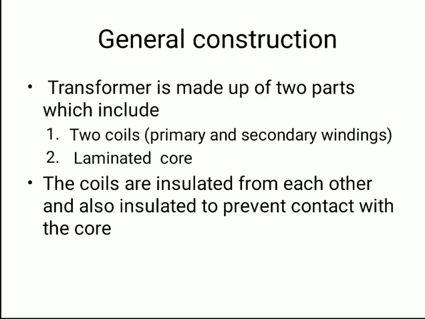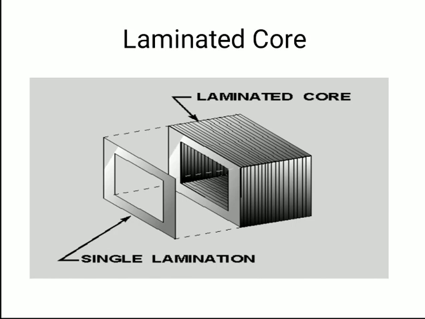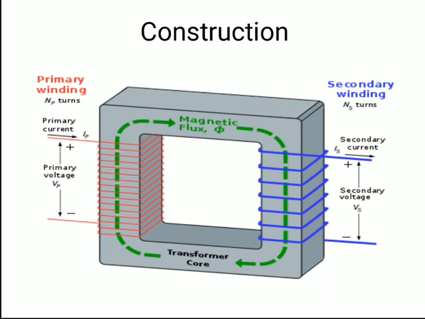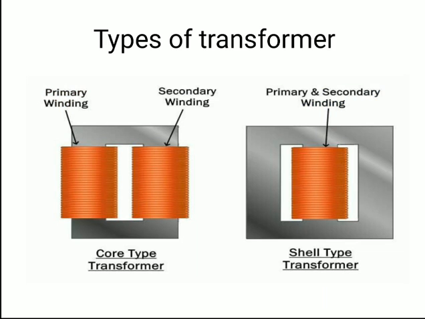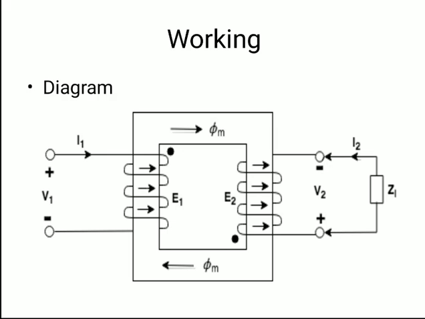Coils and then core. We have seen the laminated core construction and the construction of the two basic types of transformer, that is core type and shell type. So let's start with the next topic, that is working of the transformer. It is a very important topic. Here we will see how the transformer works and what are the different principles used in the operation of the transformer. Before that, let us understand this diagram.